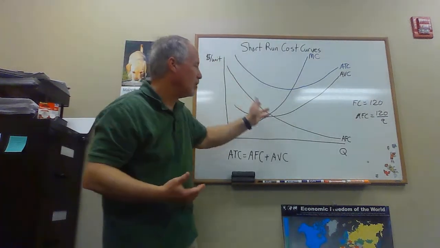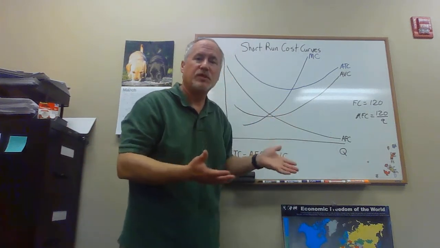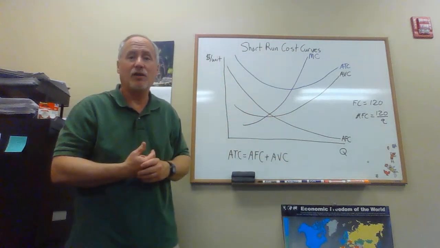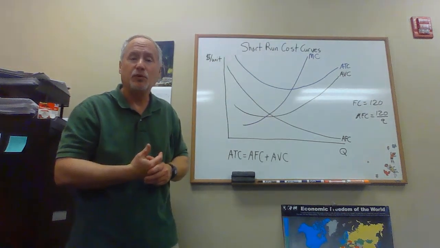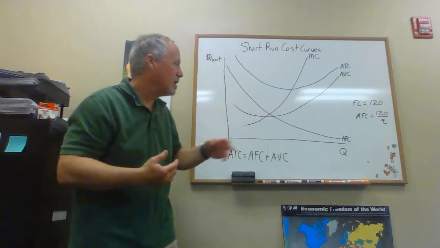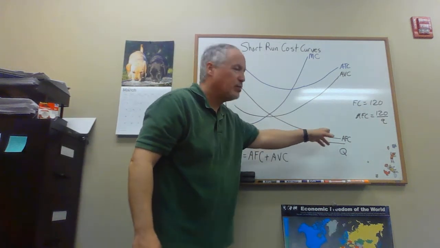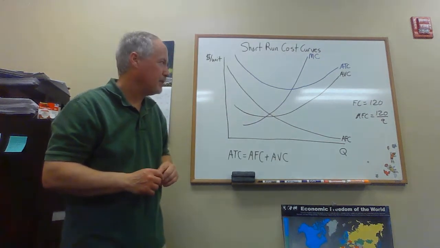So the average fixed cost curve is going to look like this. It's going to be declining. It's not going to get to be zero, but when you get out to a really large Q, if it's even possible to produce that much output given the fixed amount of your inputs, the average fixed cost will be approaching the horizontal axis. It'll be smaller and smaller.